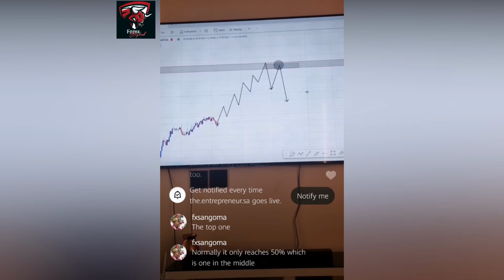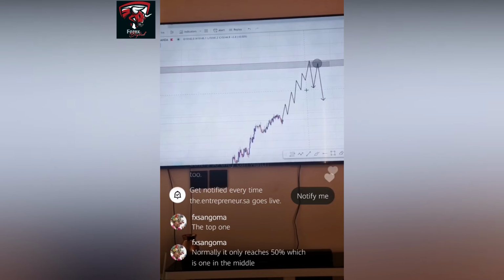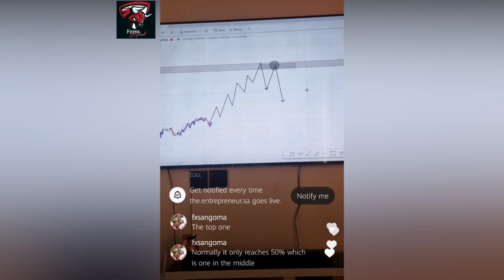This is something I've back-tested over and over again. And at the end of the day, as win rates show over and over again, as long as you understand what you're looking for and you understand structure.